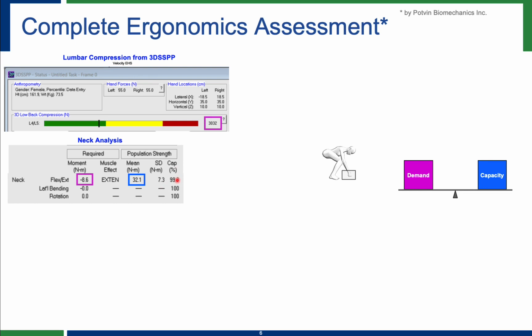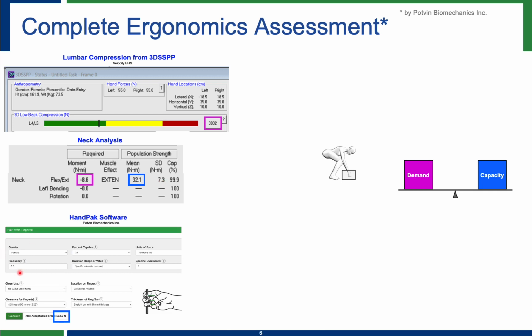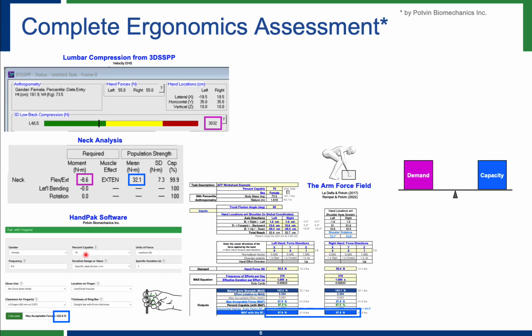or what this software does is tell you the percent of people that would be capable of 8.6 Newton meters if the average strength was 32.1 plus or minus 7.3. You could also use my HandPack software to input the demands on the fingers and also the type of interface, the frequency, the duration, and it would tell you that the capacity to meet that demand for the specific population would be 132 newtons.